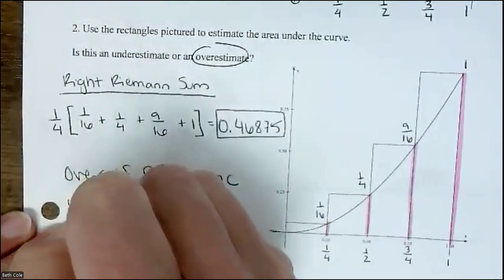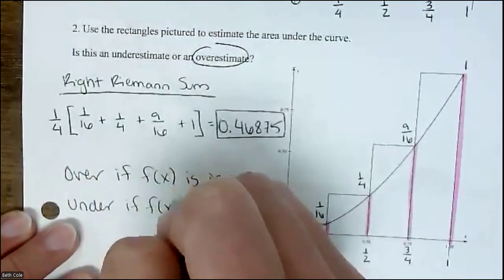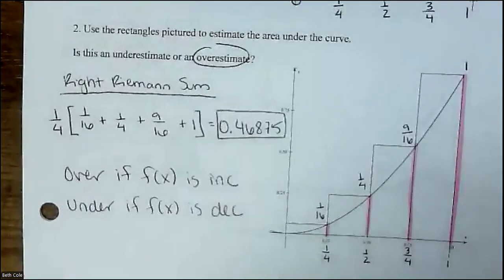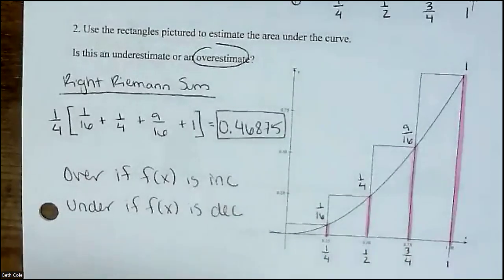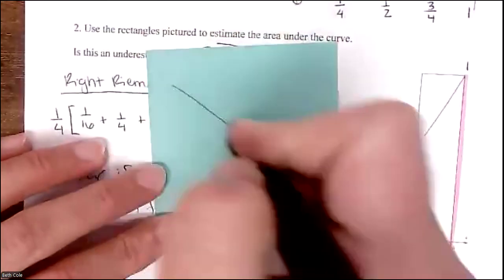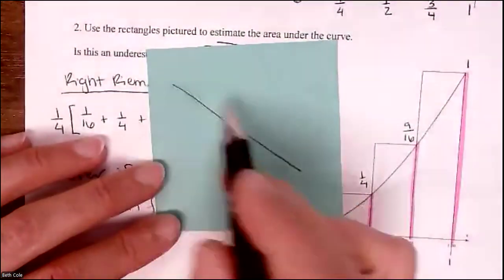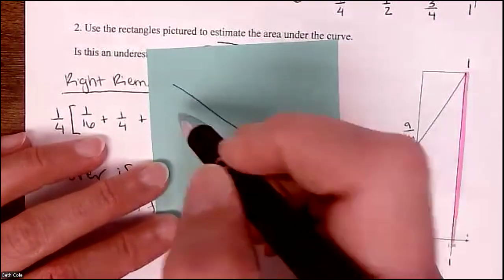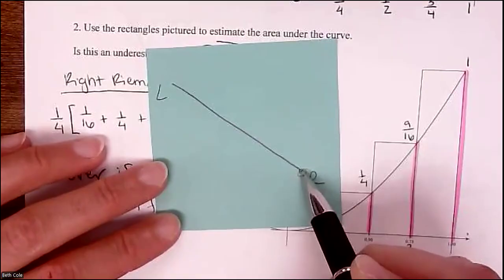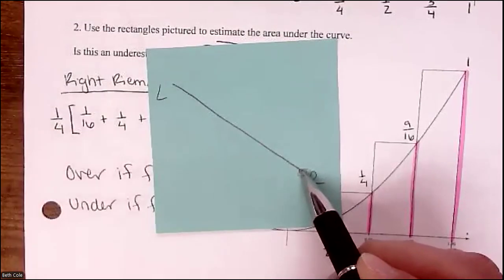And it would be an underestimate if your function is decreasing. And if you'll humor me for a second, I'm going to grab a sticky note and just draw you a little picture. If you draw a decreasing graph, and it doesn't need to be fancy, look, this is decreasing. If you pull from the right side of it, do you see how the right side is lower down? It's going to be an underestimate.